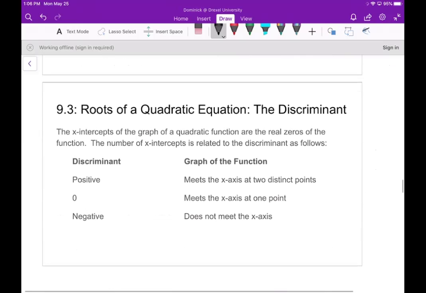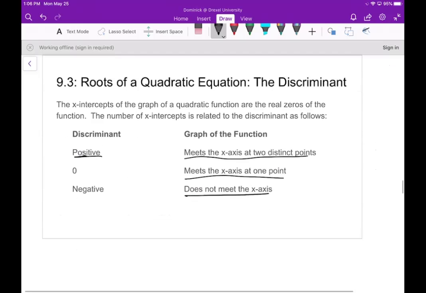So that's what I just said. If it's positive, you're going to meet the x-axis at 2 distinct points. If it's 0, you're going to meet it at 1 point, and if it's negative, you're not going to meet the x-axis. Okay, so that concludes this video on looking at the discriminant for quadratic equations.